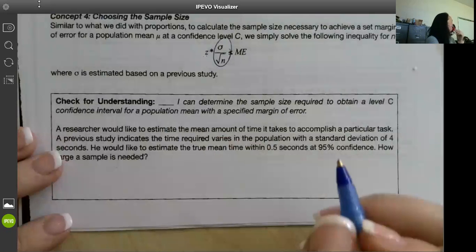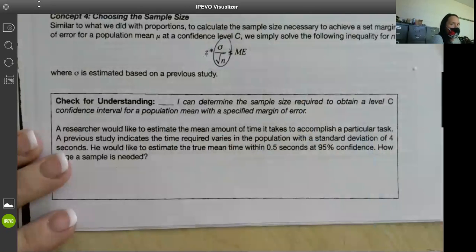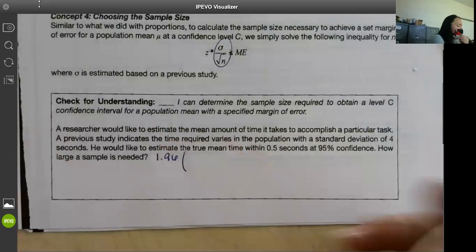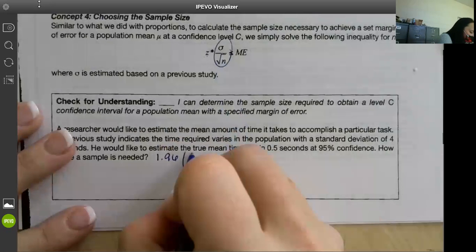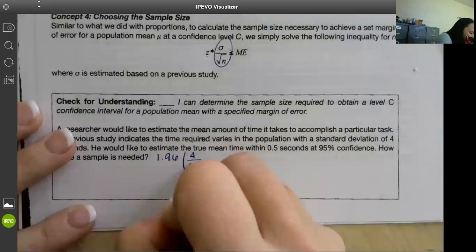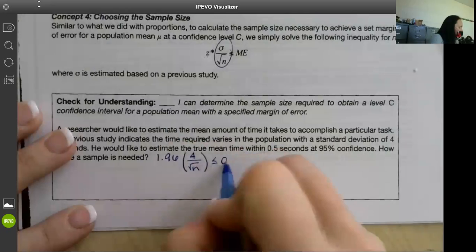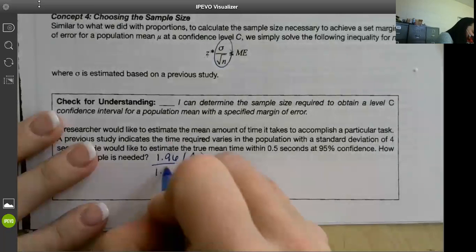It's always what it gives you. So what is your Z-star for a 95% confidence? 1.96. We're going to multiply that. What was our standard deviation that they gave us? 4. We don't know n. That's what we're looking for. Less than or equal to our margin of error, which is 0.5. How do we solve? Divide by 1.96.